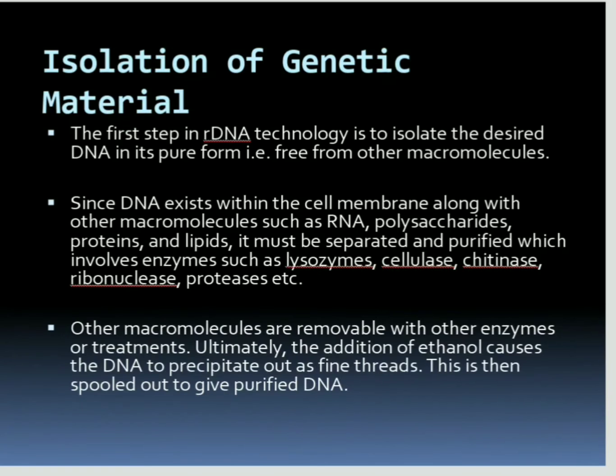The genetic material, that is the DNA, is isolated in the pure form, that is, free from other macromolecules. Since DNA exists within the cell membrane and inside the cell wall along with other macromolecules such as RNA, polysaccharides, proteins and lipids, it must be separated and purified, which involves enzymes like lysozymes, cellulases, chitinases, ribonucleases, proteases, etc. Other macromolecules are also removed with other enzymes. Ultimately, the addition of ethanol causes the DNA to precipitate out as fine threads. This is then spooled out to give the purified DNA. Finally, the genetic material, that is the DNA, is isolated.